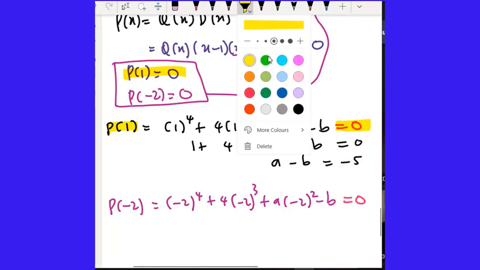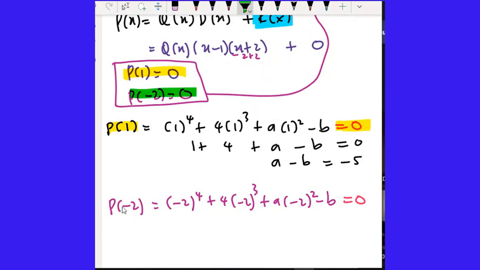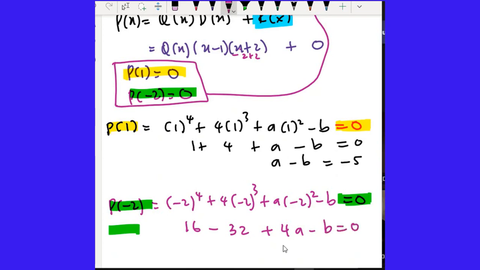Why? Because yang ini 0, ni is equal to 0. So, sama ada tak bawah ni is equal to 0 atau tepi ni. Mana-mana satulah. Okay. Jadi sekarang kita dapat apa? 16. Ini negative 8 times 4, 32. Okay, 32. Ini 4A minus B is equal to 0. 4A minus B. Ini 16 minus 32 negative 16 jadi positif.